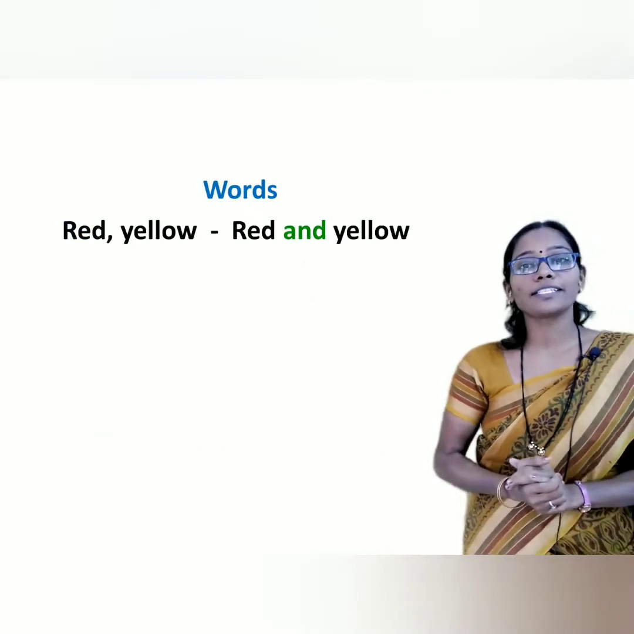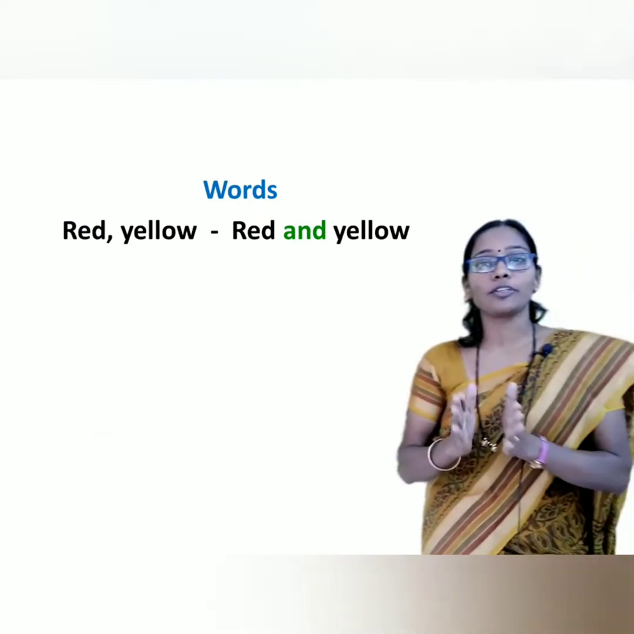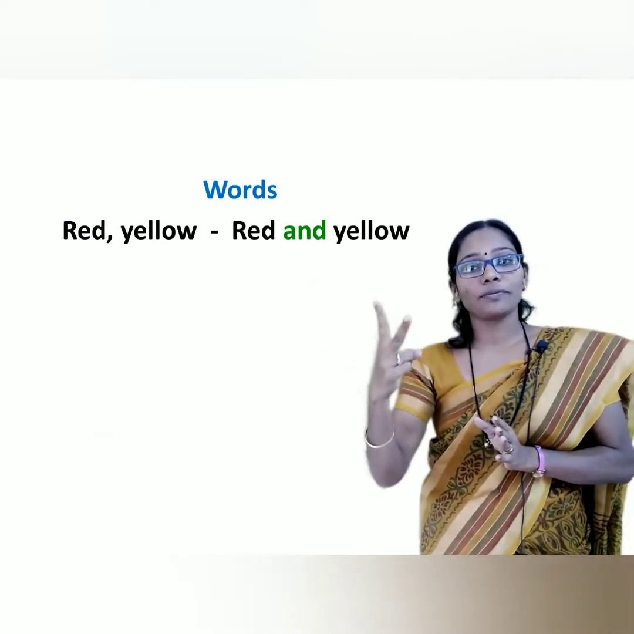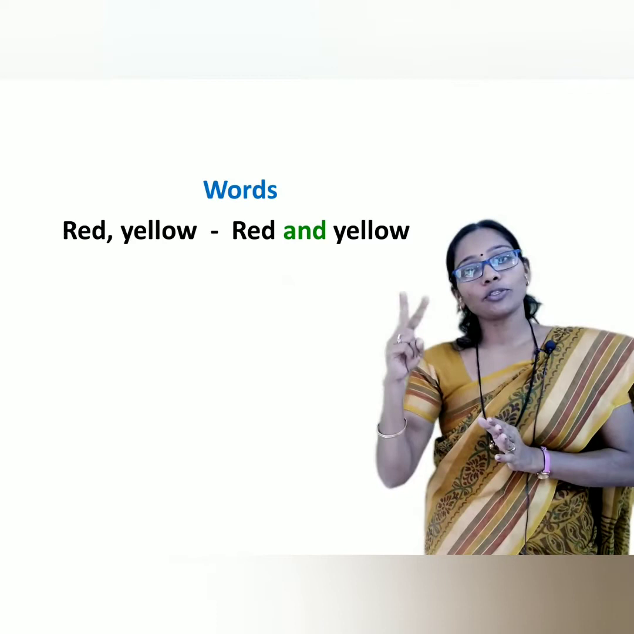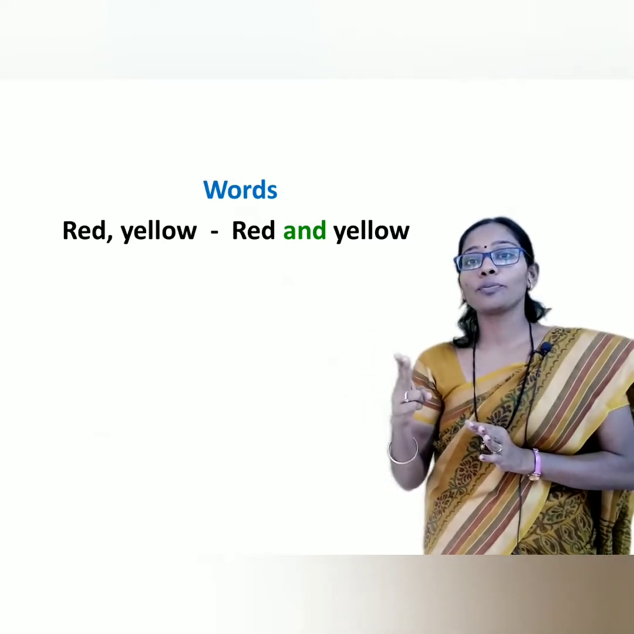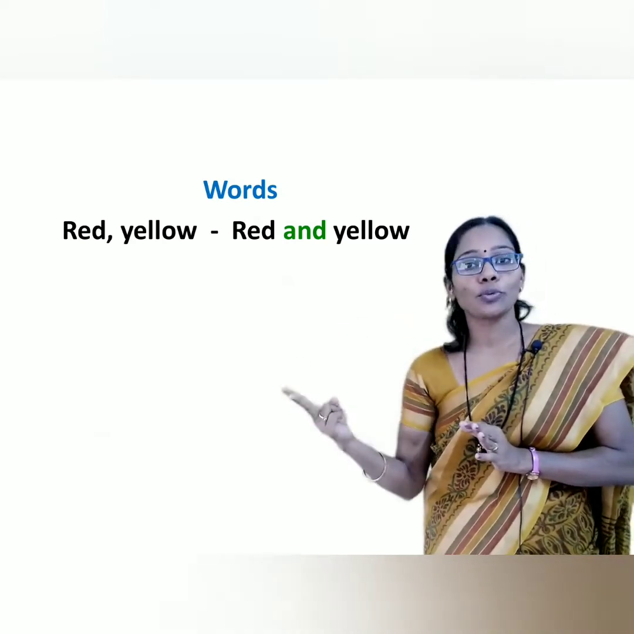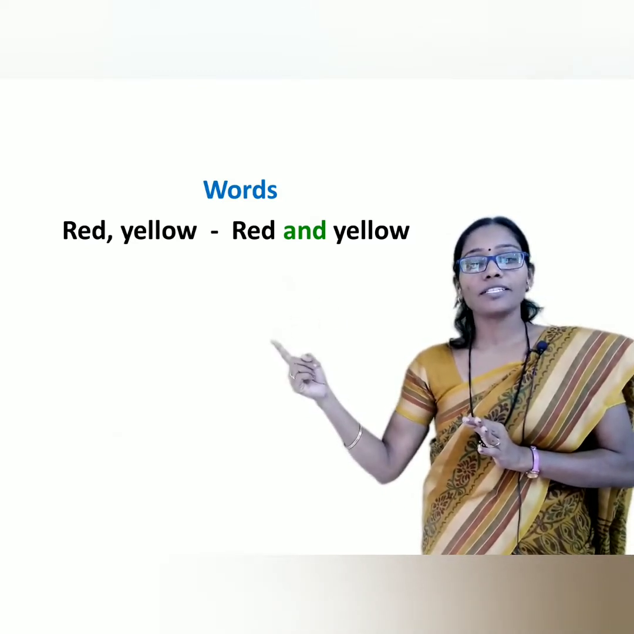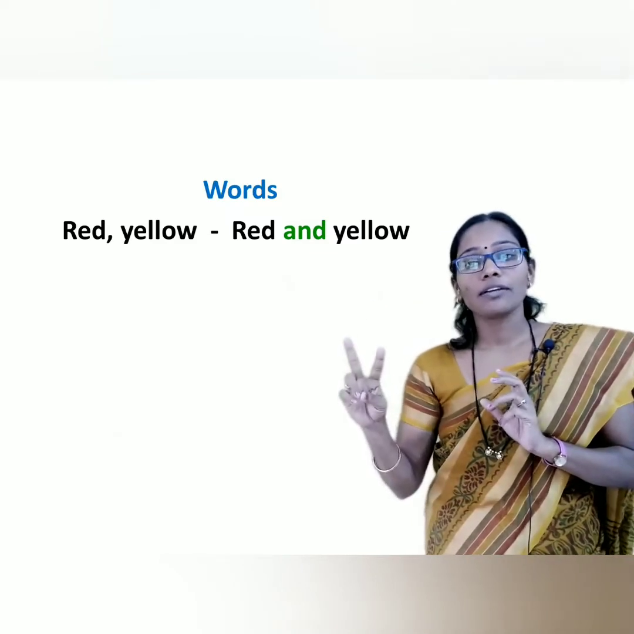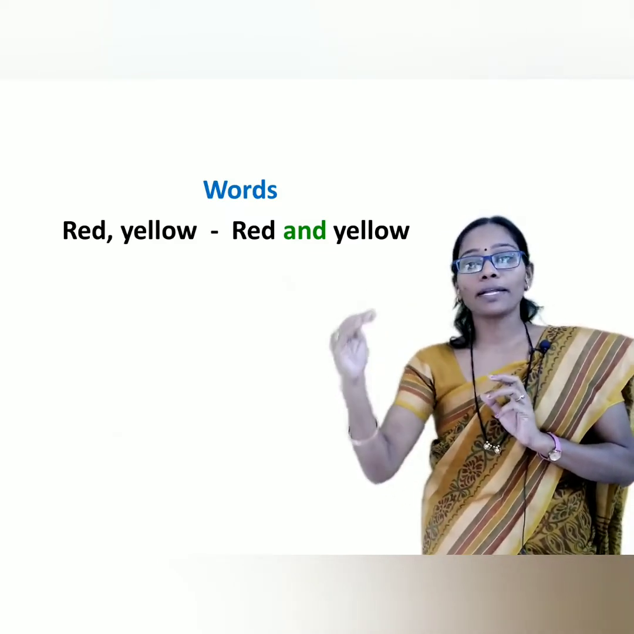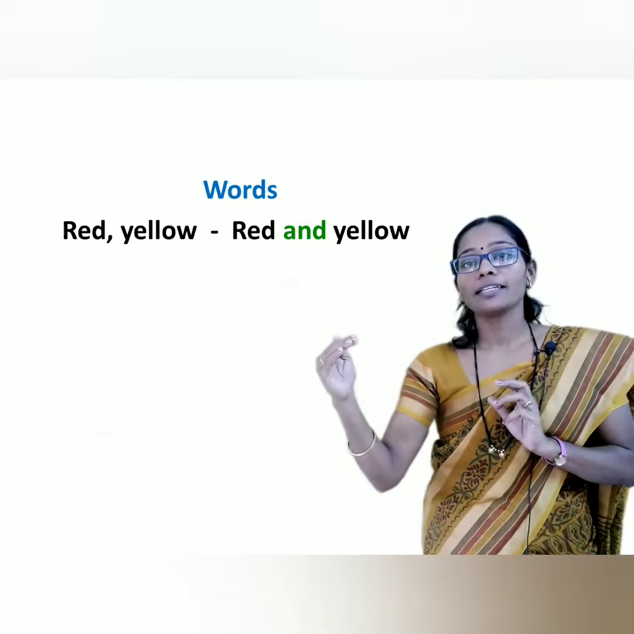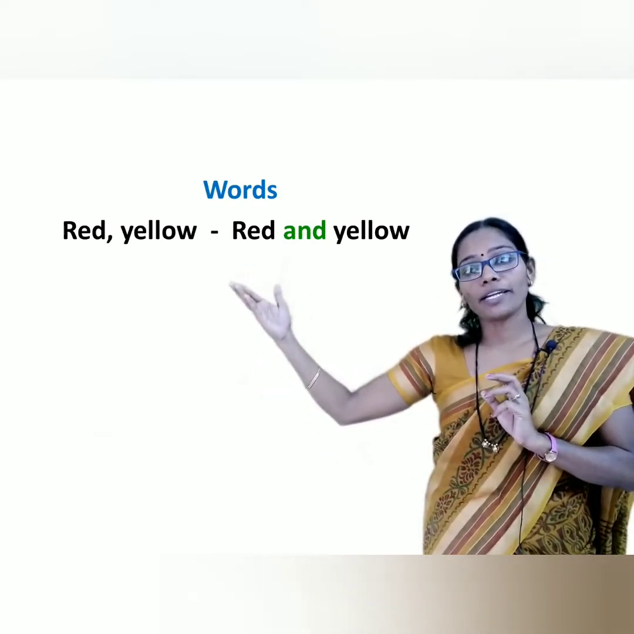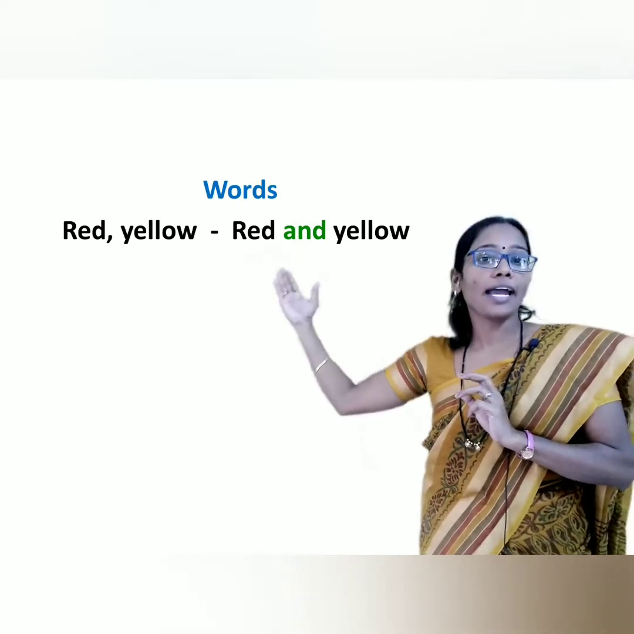So first of all, let us see how to use "and" to join two different words. Here you can see red, yellow. These are two different words. When we want to join two different words, we just have to put the word "and" in between those two words. Here a comma is there that we have to replace with "and". It means if there is a comma in between two words, we have to remove that comma. In the place of the comma there will be "and" and after that the next word. As we have done here, red, yellow has become red and yellow.